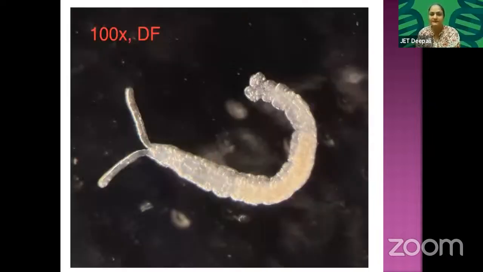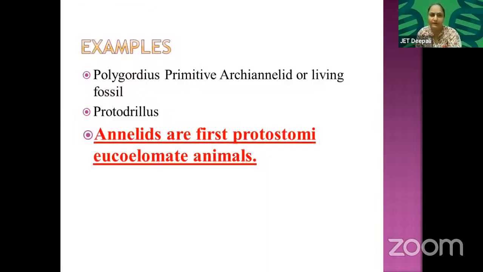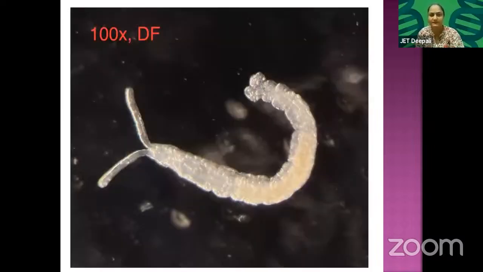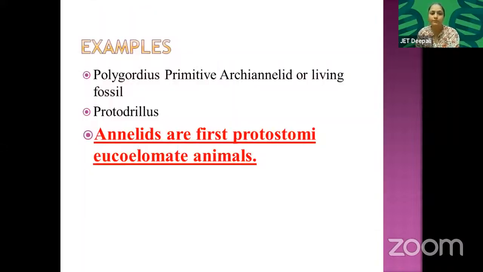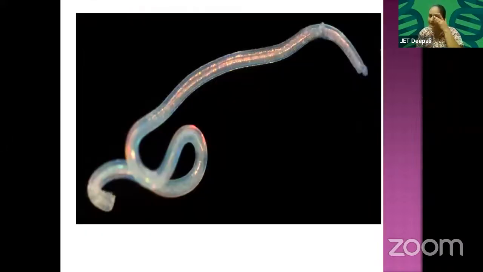This is the example of Polygordius. This is a living fossil. Nowadays it's very rare. The species are rare, endangered species. This is Protodrilus. This is a diagram of Protodrilus, how they look.